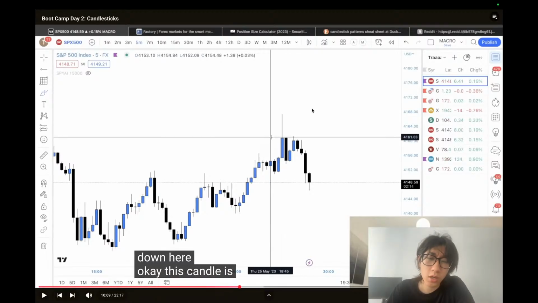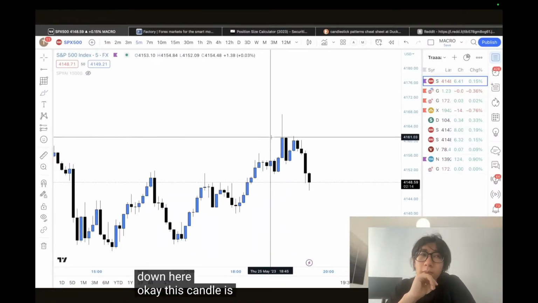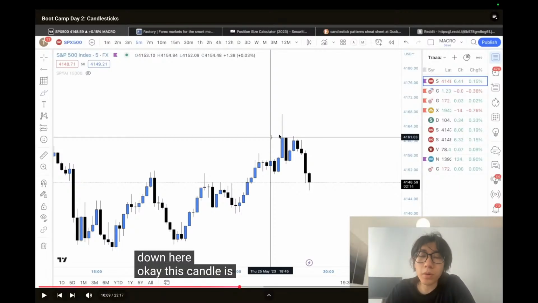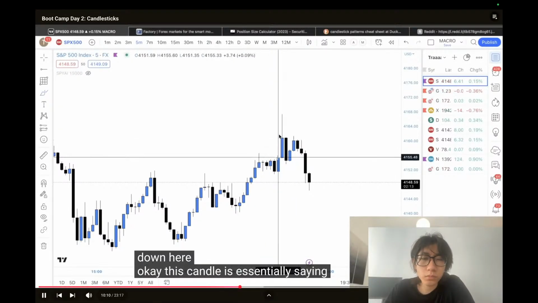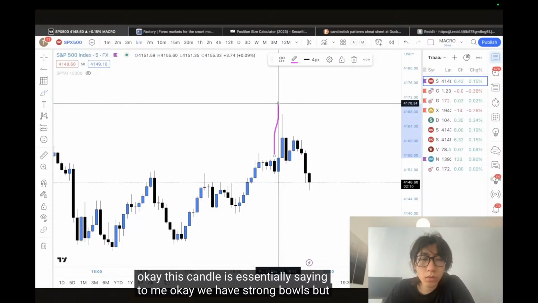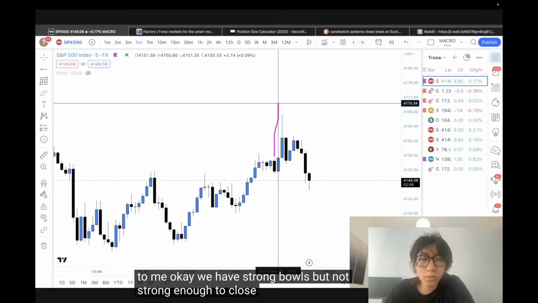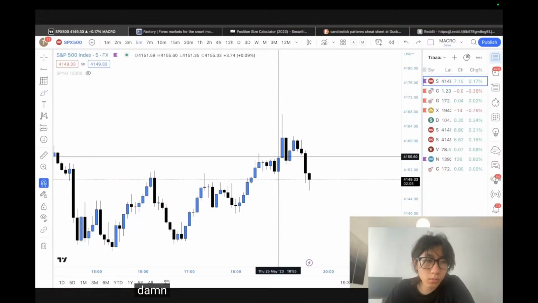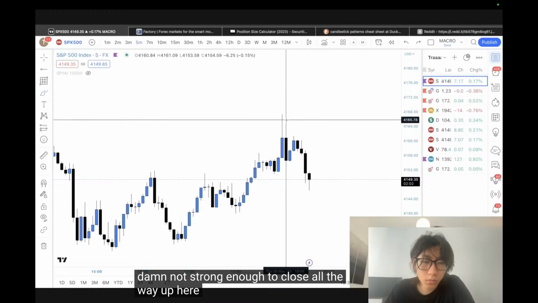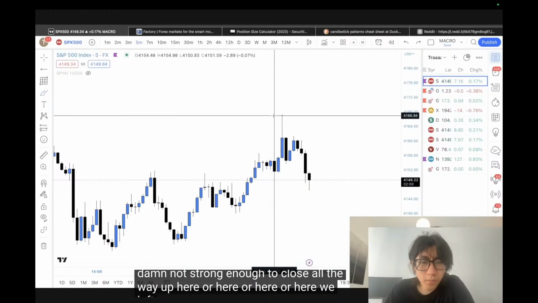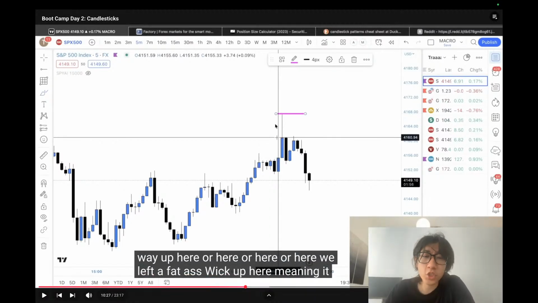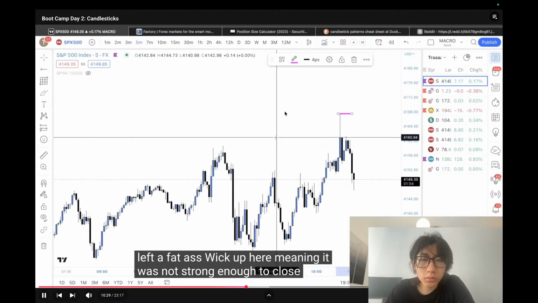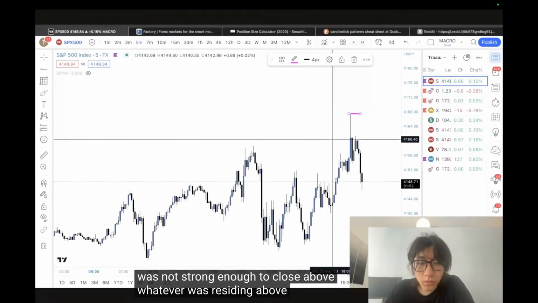But what does that mean? How is that possible? Everyone's just pushing up and then just closes down at a midpoint. I'm trying to understand it. It's essentially saying to me, okay, we have strong bulls, but not strong enough to close all the way up here or here or here. We left a fat wick up here. It was not strong enough to close above whatever was residing above here.